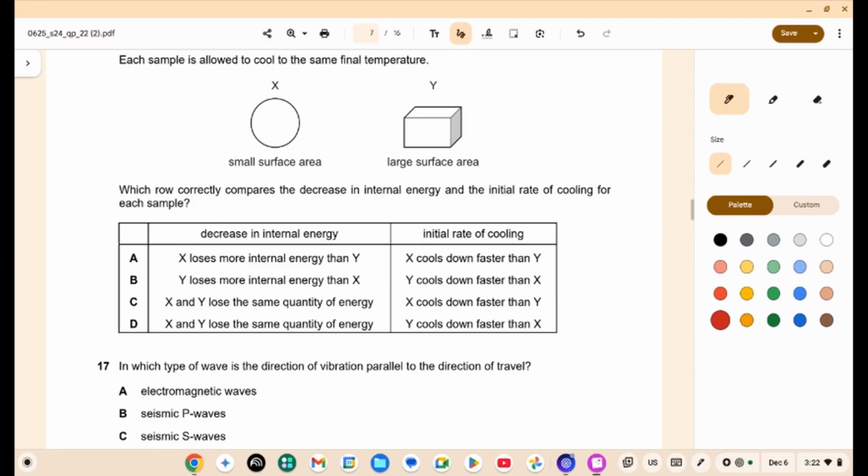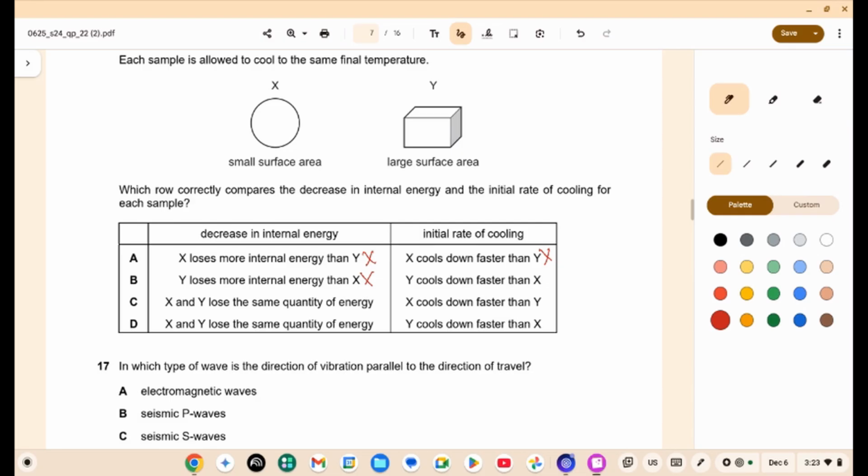We know that the decrease in internal energy for both objects is the same. And for the initial rate of cooling, the object that has the larger surface area will cool faster. So we will look for this in our answer. X loses more internal energy than Y. This is not correct. X cools faster than Y. Also not correct, X is small surface area, so it will not cool down fast. Y loses more internal energy than X. Also not correct because they will lose the same quantity of energy.